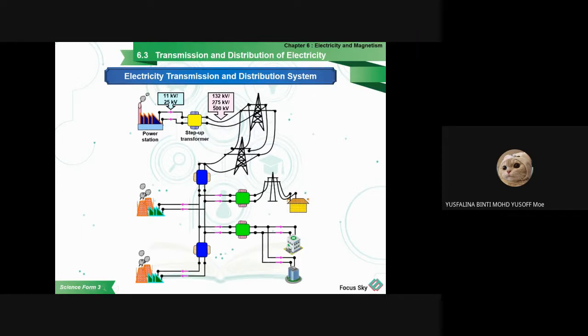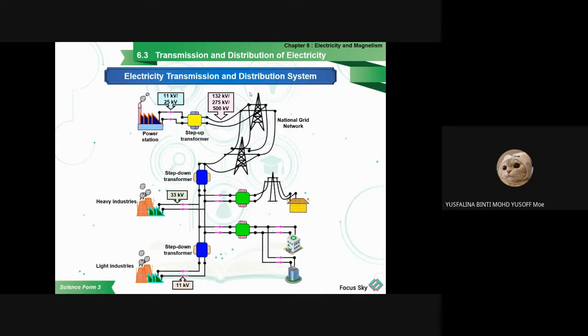Let's say if we don't use the step-up transformer here, so we just have like 11 kilovolt. After it overcomes all the heat energy lost to the surrounding, the voltage that we get will be low. So this is why we have to step up the voltage, so we can overcome the heat energy lost to the surrounding due to the heating of the wire. After that it goes to the national grid network, which consists of the pylons.